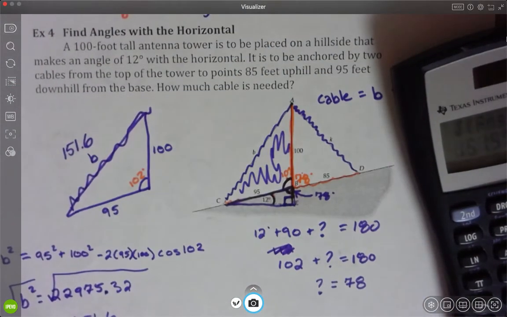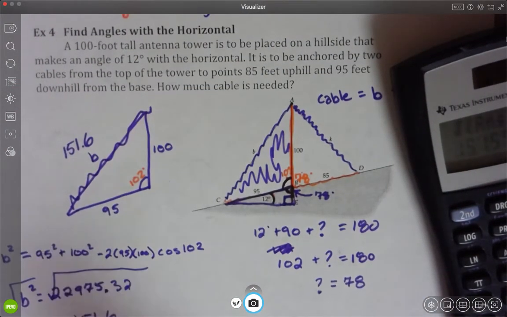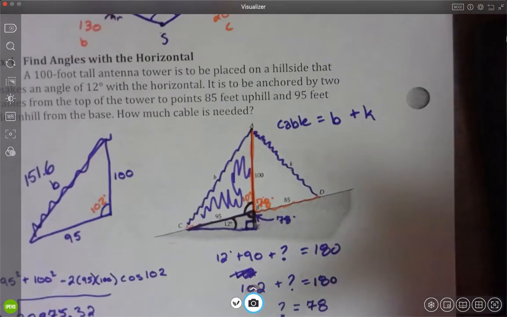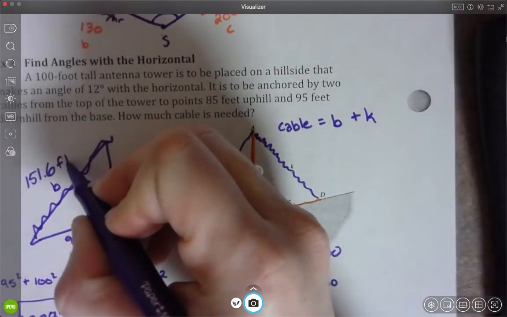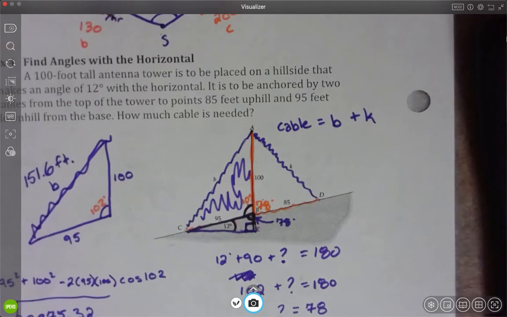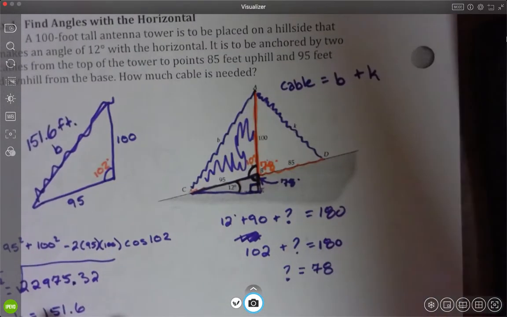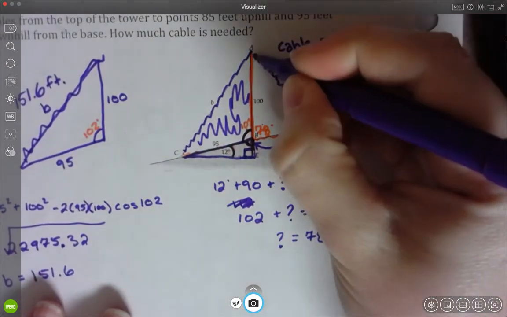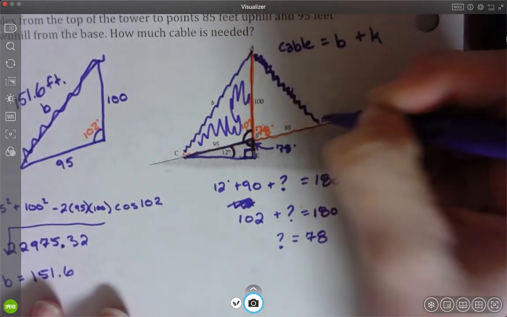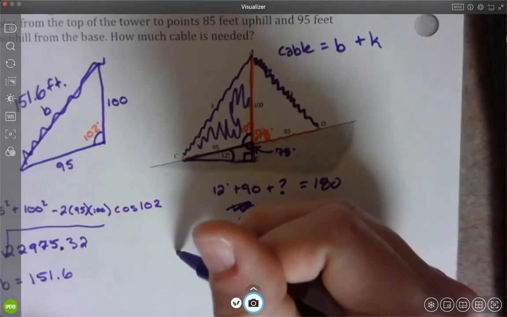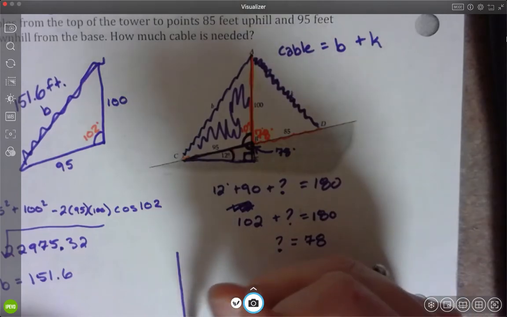Now let's go ahead and write some units in there. What units will 151.6 be? That will be in feet. Okay, so I figured out that first side. Now same thing for the other side. I need to figure out what the length of cable K is, and it's not going to be the same as the length of cable B. We kind of talked about that already.